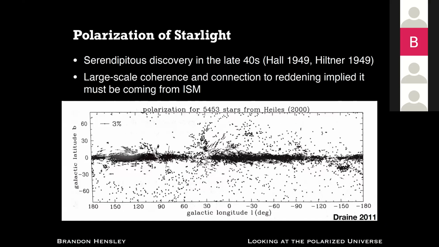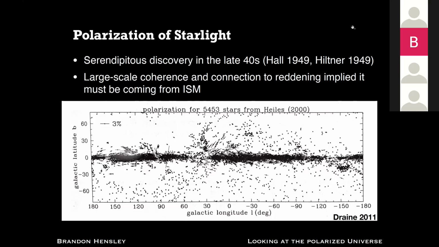independently. And it was immediately obvious that this polarization must be arising from the interstellar medium because, one, there was an observed large-scale coherence, which you can see in the figure here, which comes from just plotting polarization vectors from the Heiles catalogs, and actually a lot more stars than were available to Hall and Hiltner. So large-scale coherence, which you wouldn't expect if the polarization were local to the stars, and then also the level of polarization was highly correlated with the interstellar reddening. So, it was pretty much immediately realized that this polarization must be coming from interstellar dust grains.